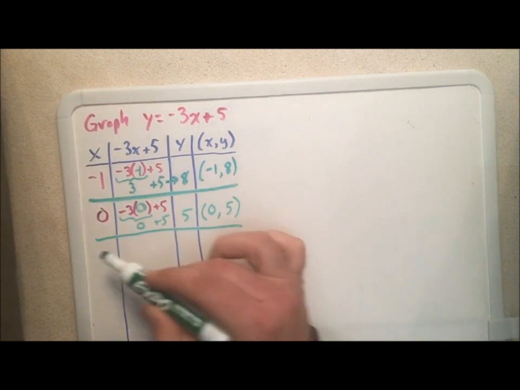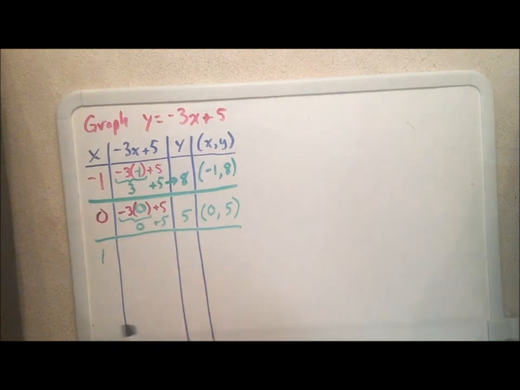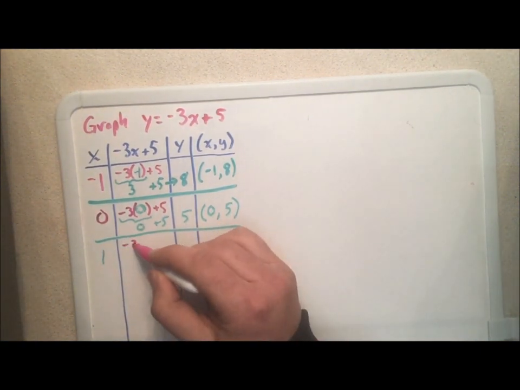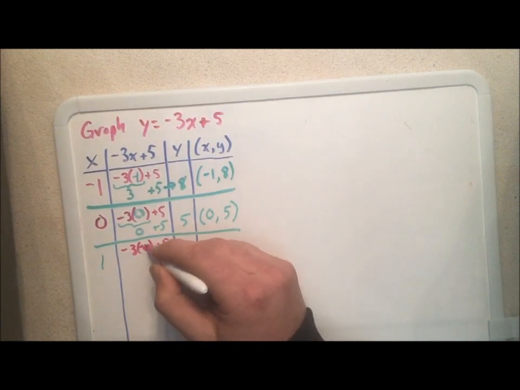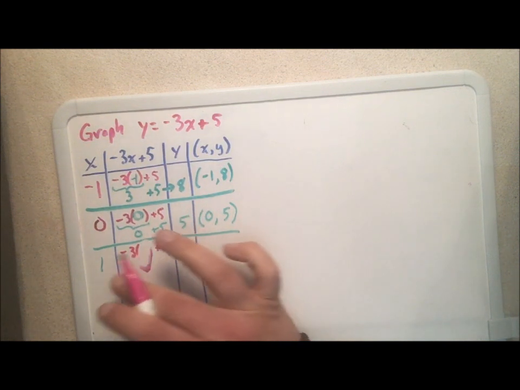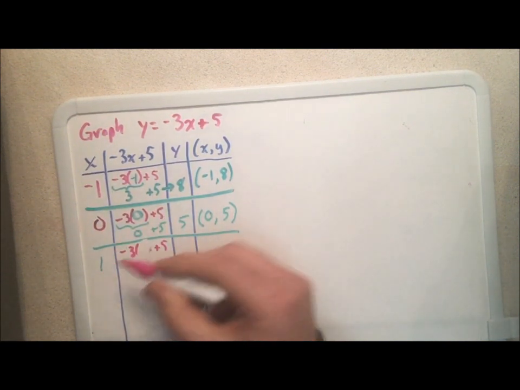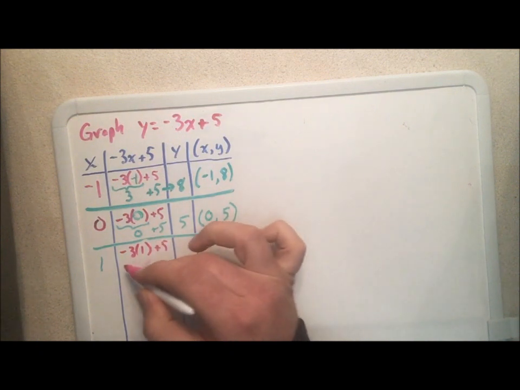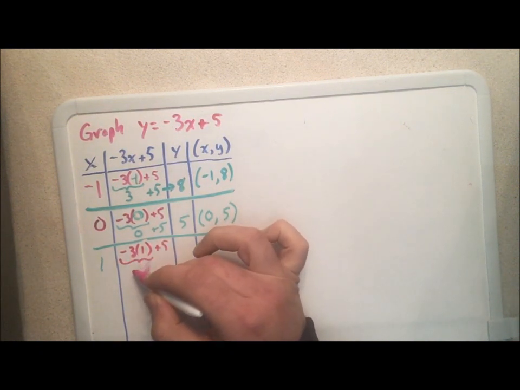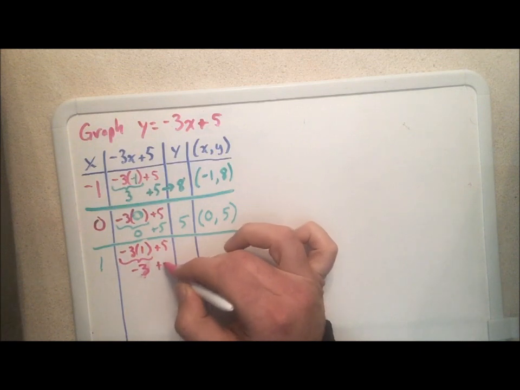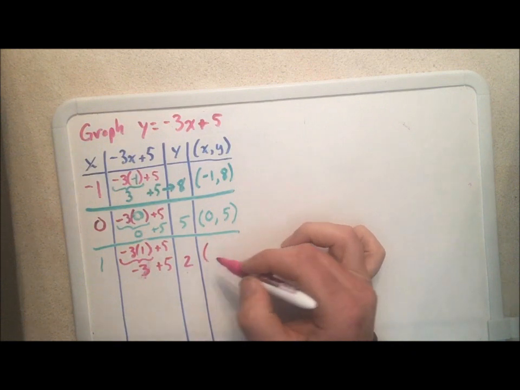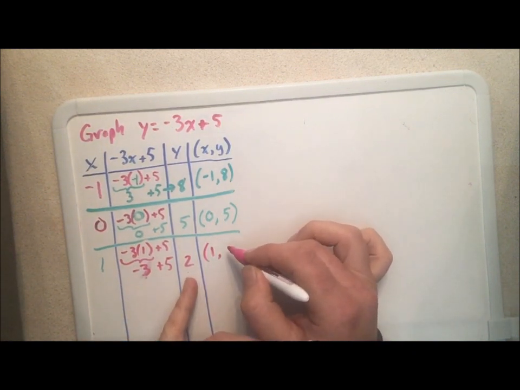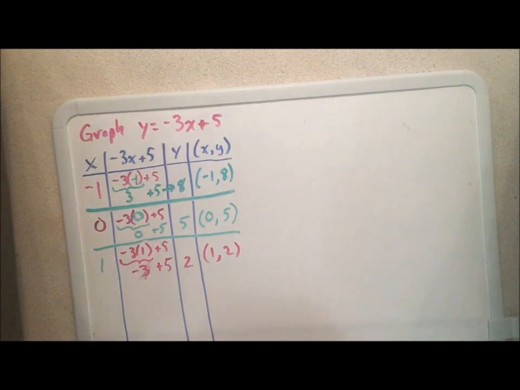Next one, positive 1. Negative 3, I'm just going to use the pink right there. So again, remember, this is where x used to be, but because I'm choosing 1, it's going to be a positive 1 right there. So negative 3 times 1 is negative 3. Trickle down, negative 3 plus 5 is positive 2. So therefore, when x is 1, y becomes 2. Okay? So that's all I'm going to show for the table of values.